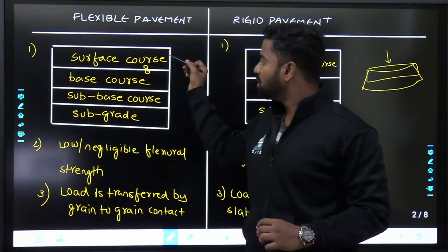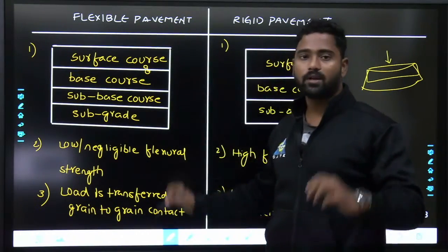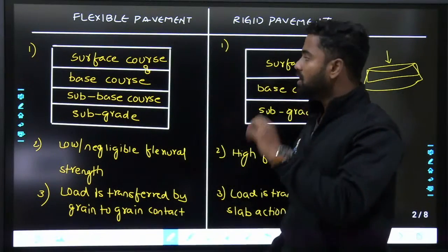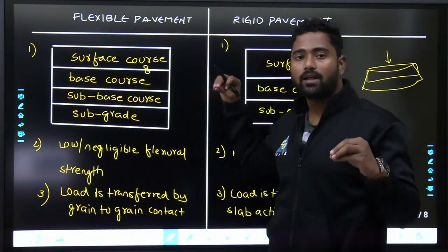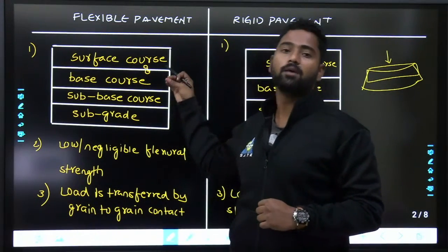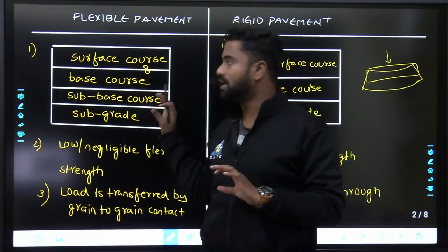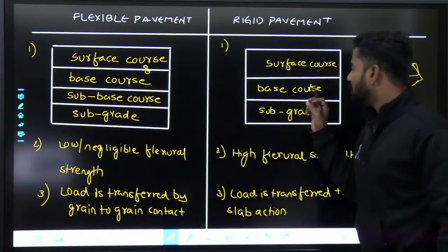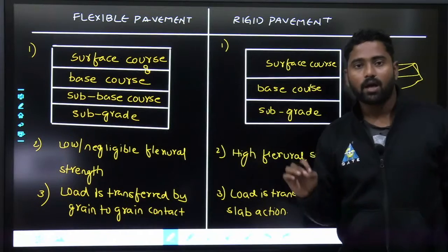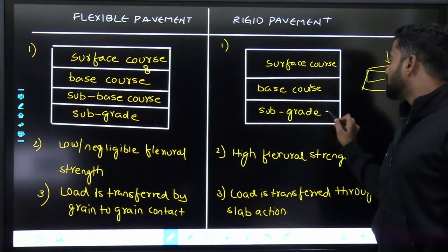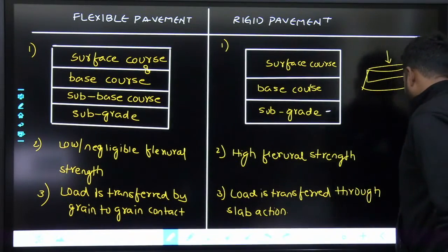That means the load is transferred from grain to grain contact, right? So from surface course to subgrade, the load will be transferred, and the only idea of providing these two things is for transferring the load, at the same time reduce the stress onto the subgrade. That is the only action of this. Whereas here base course is provided in order to avoid mud pumping and also to prevent soil subgrade from frost action. What is mud pumping? What is frost action? We will see.